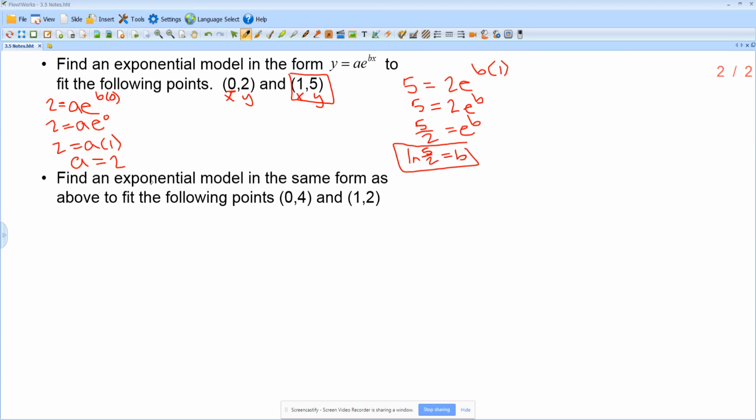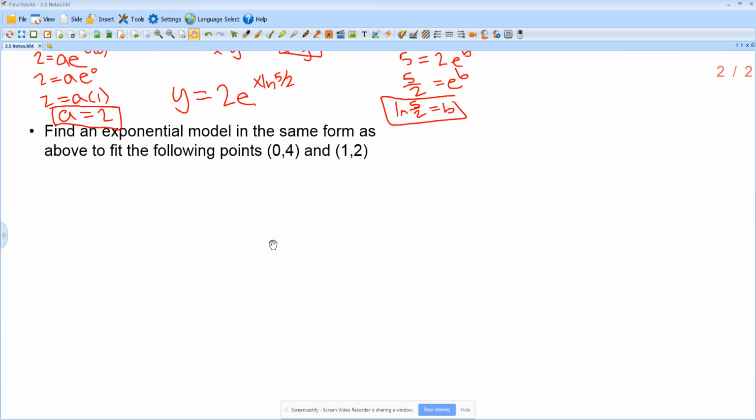The problem doesn't specifically just ask for you to find a and b. It says to write an exponential model in this form. So y equals a, which is 2, e to the natural log 5 halves times x, or x natural log 5 halves. This is all the exponent.